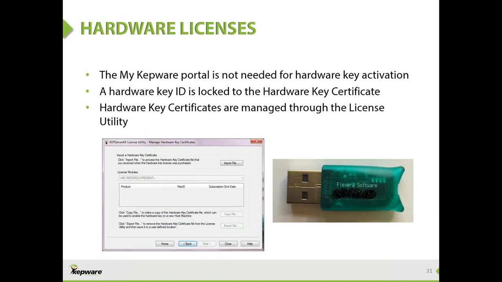Perhaps you're trying to license something on a remote system, it doesn't have internet access and you don't have a way to get internet access. A good option for that is a hardware license. A hardware license skips the need to go to the Kepware portal and do that round trip with the website. So you'll get a hardware key if this is an option that you want to go with.